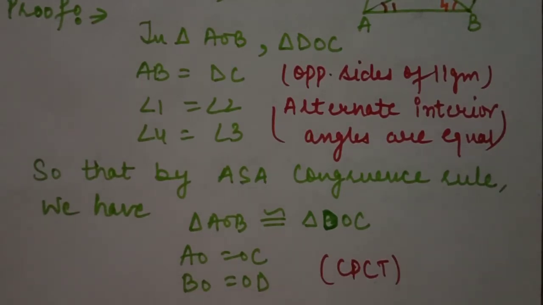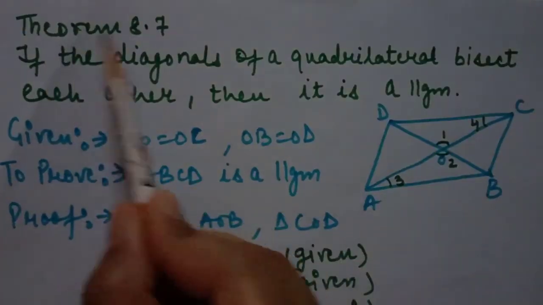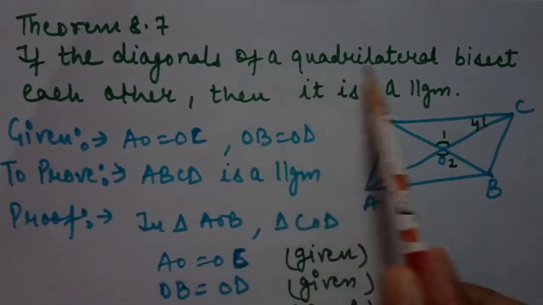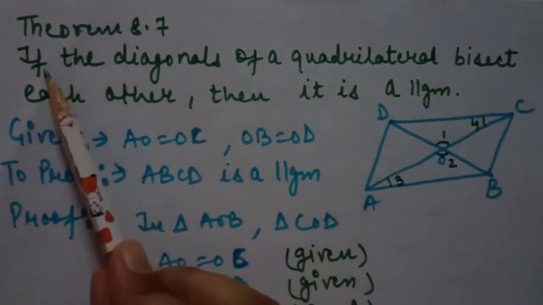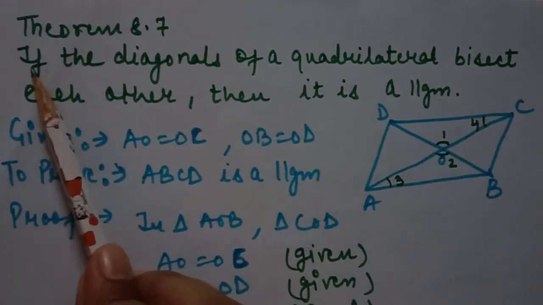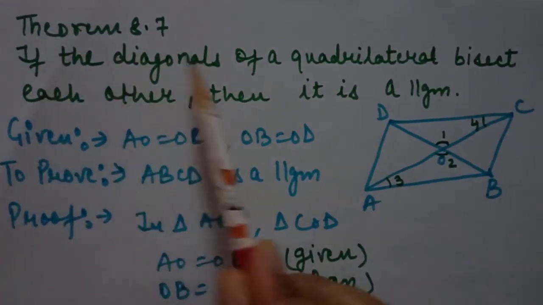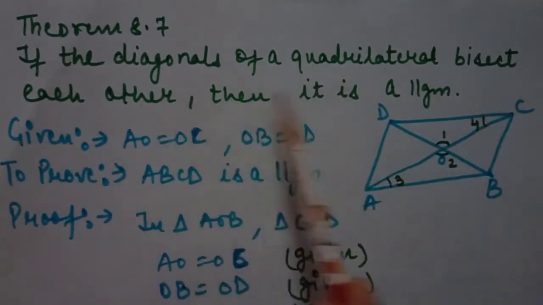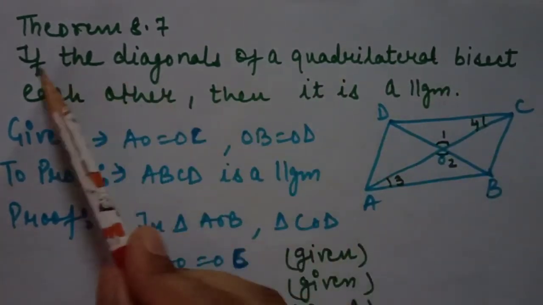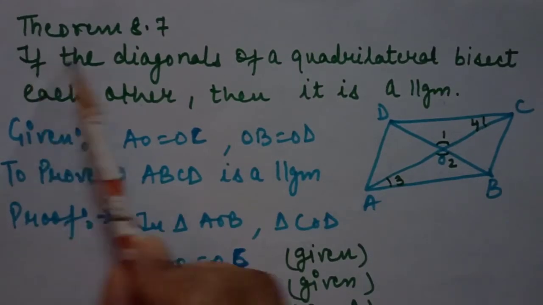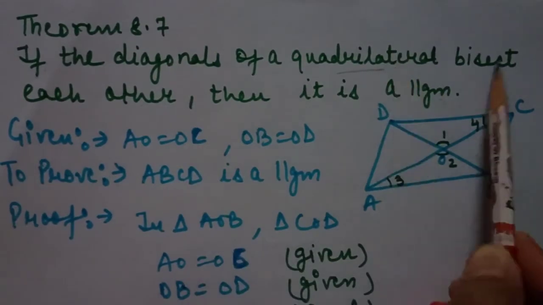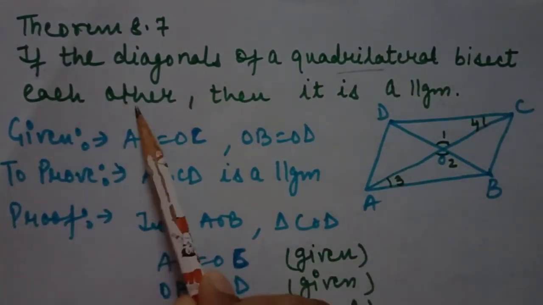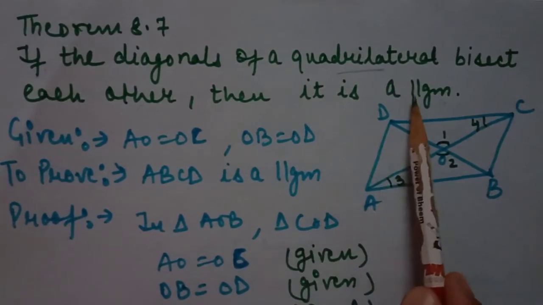Now students, theorem 8.7. If the diagonals of a quadrilateral bisect each other, then it is a parallelogram. Read it once. Again. If the diagonals of a quadrilateral bisect each other, then it is a parallelogram. So students, what do you understand about this theorem? We have one quadrilateral, and the diagonals of that quadrilateral bisect each other, cut into equal portions. We have to prove that it is a parallelogram.